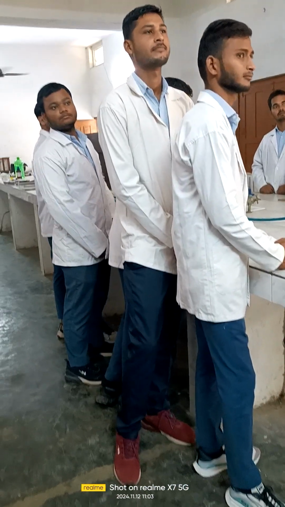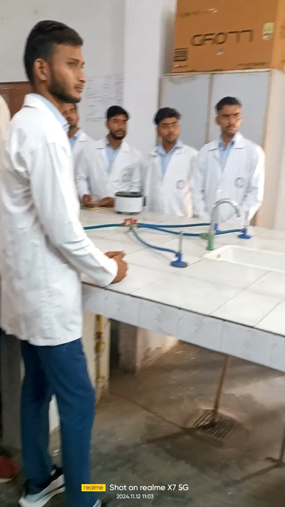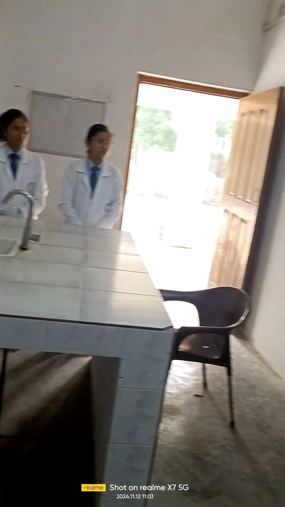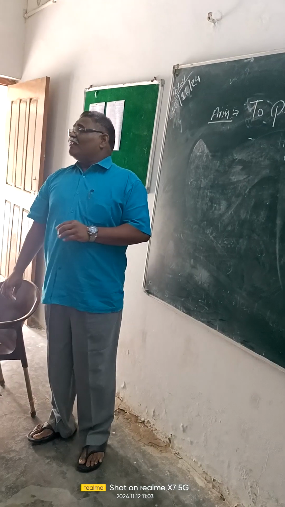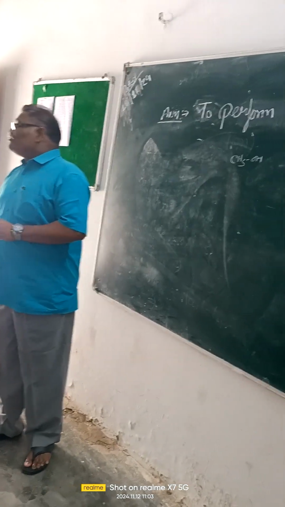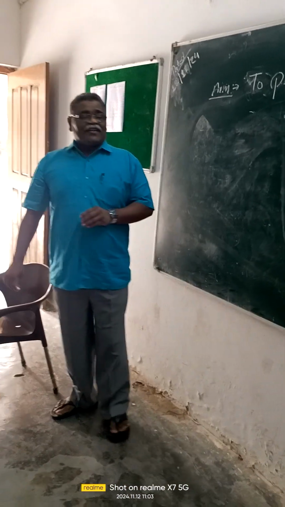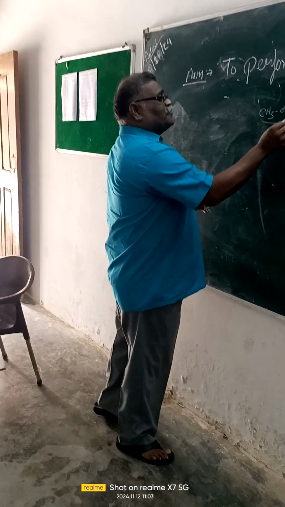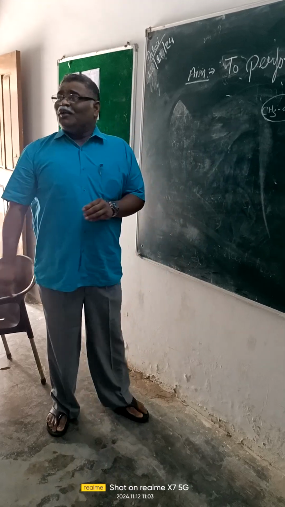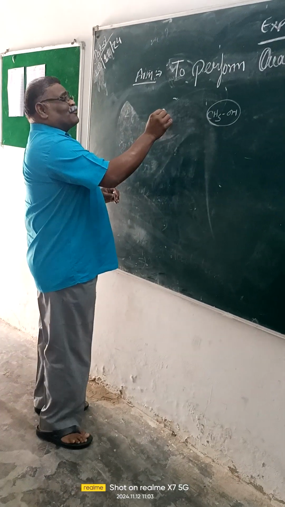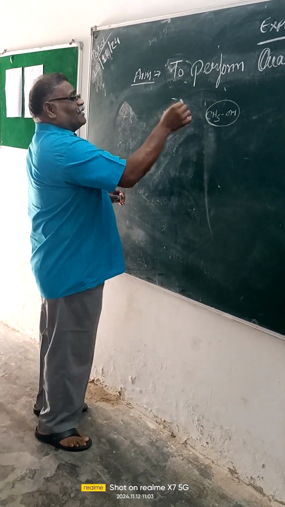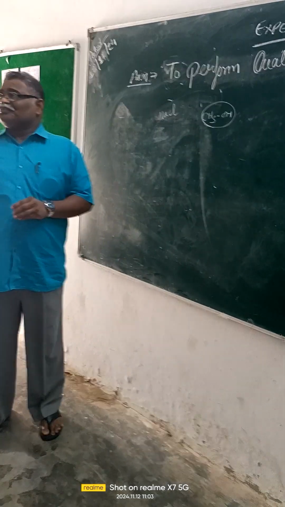If I write a formula of CH3OH, it is methanol. Methyl or hydroxymethane. Okay? Methanol is a micromolecule. It's a simple molecule. If you take sodium chloride, NaCl, it's also a simple molecule.